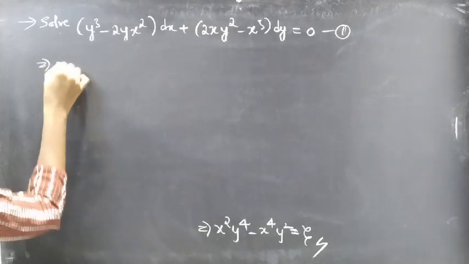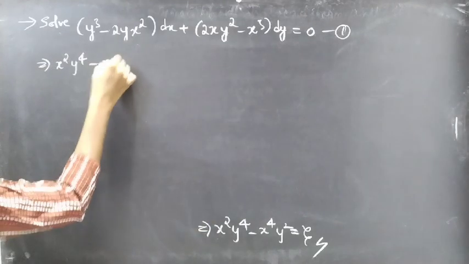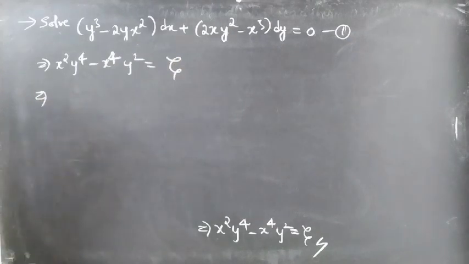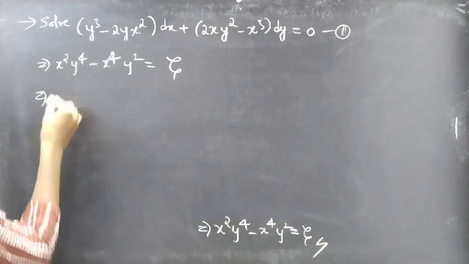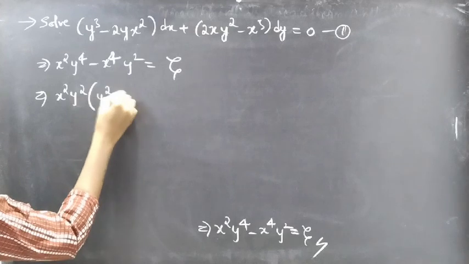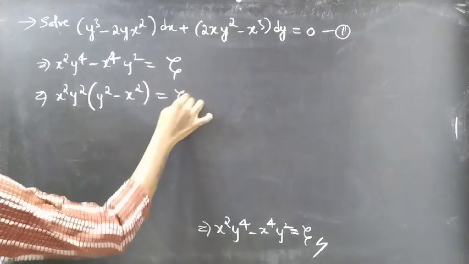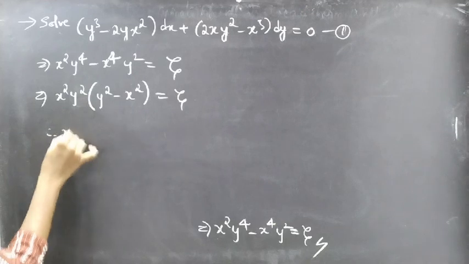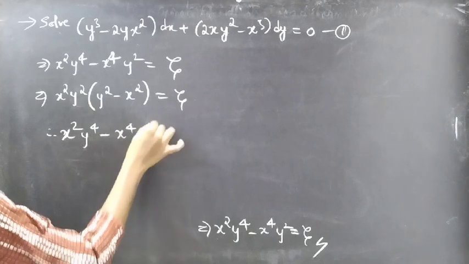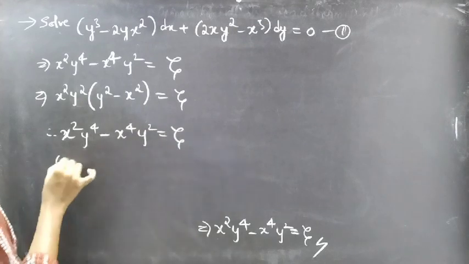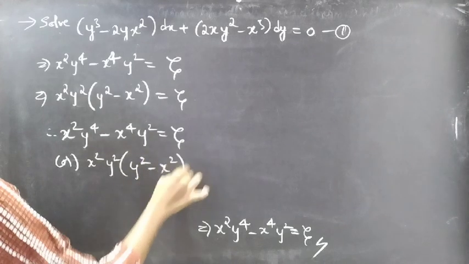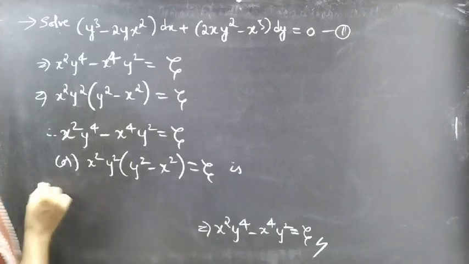Or we can write this as, you can take x square y square common from these two terms, right? You'll get x square y square times y square minus x square equal to c. Therefore, x square y power 4 minus x power 4 y square equal to c, or x square y square of y square minus x square equal to c is the required solution.